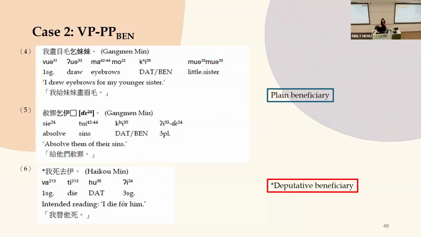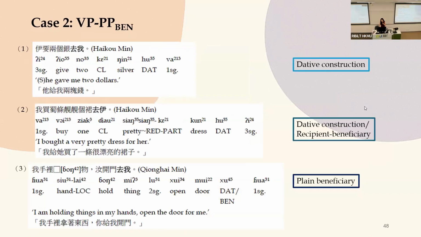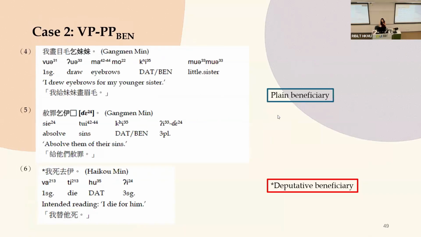However, no Hainan Min dialect allows a deputative beneficiary. So instead, for "do something for somebody," that's sort of a beneficiary item, you cannot express it with the post-verbal PP. But anyhow, we can see that if we only look at this most extreme plain beneficiary, we would say, okay, it's really peculiar for Hainan Min to have this post-verbal construction expressing this sort of argument.